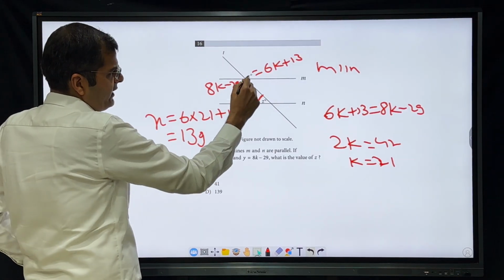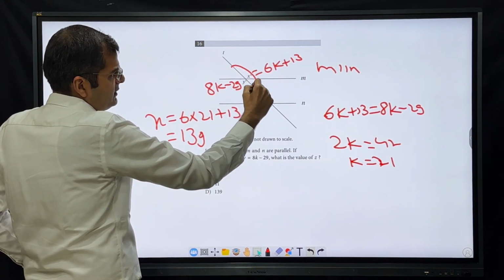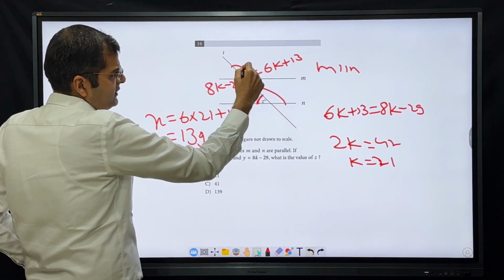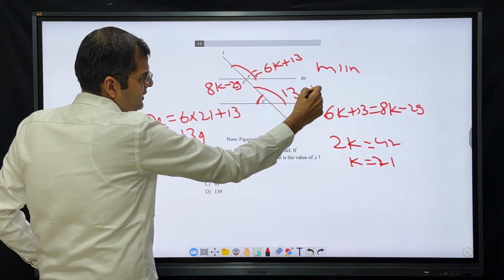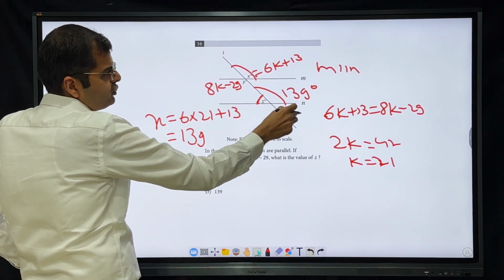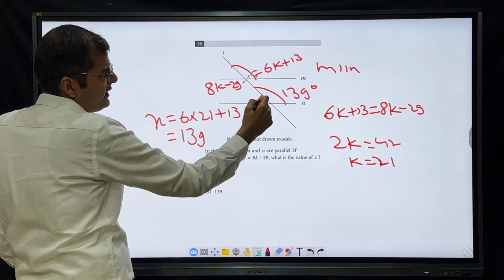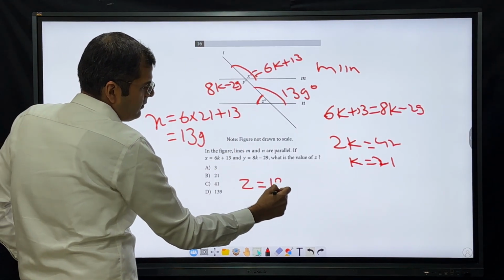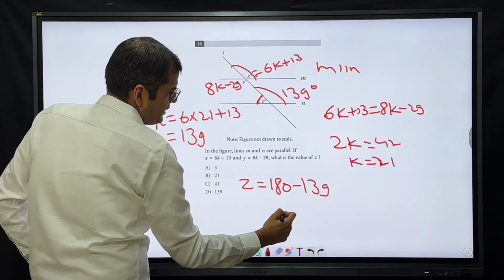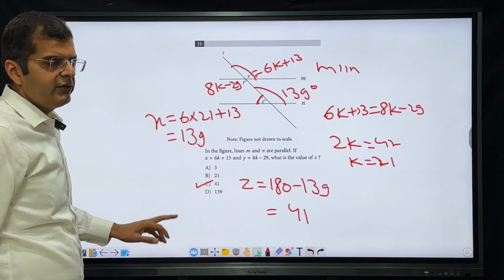So it is 139. Now this angle here, because M and N are parallel, this angle is same as this angle. So this is 139 degree. This angle is also 139 degree. N is a straight line. So the entire angle should be 180 degree on N. Out of that, this part is 139 degree. The remaining is Z. So Z is how much? 180 minus 139, which is 41. Answer option C, 41 is the right answer.